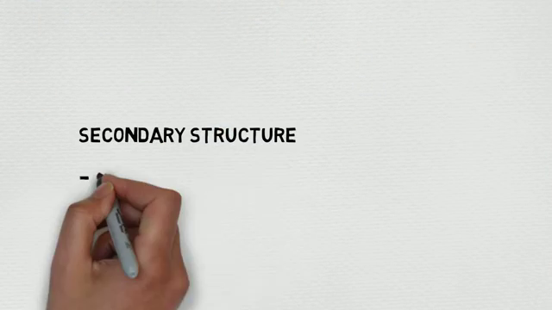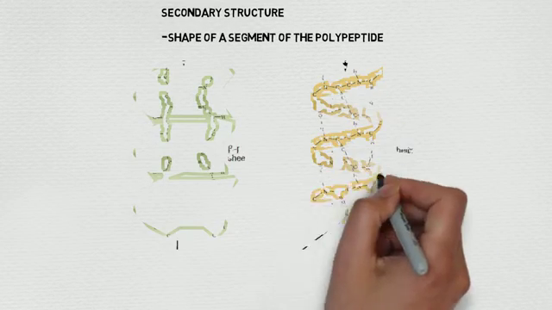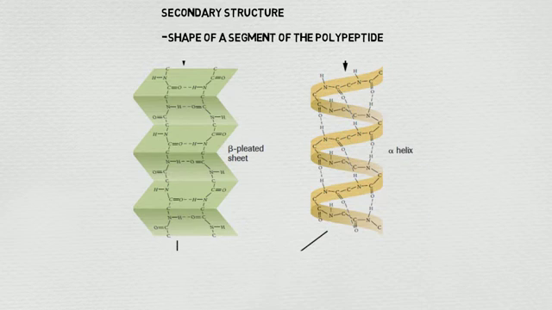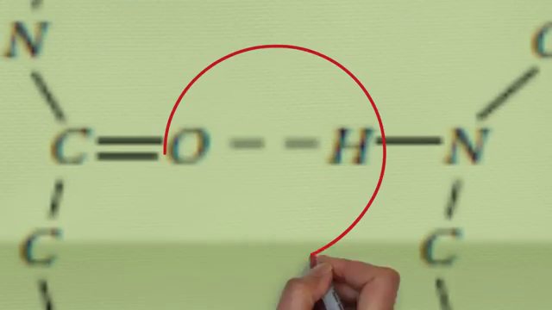Next, we have the secondary structure, which is the shape of a segment of the polypeptide. There are 2 types. First, the alpha helix, which is observed on the right. Next is the beta-pleated sheets, which fold on itself on the left. These bond through hydrogen bonds.